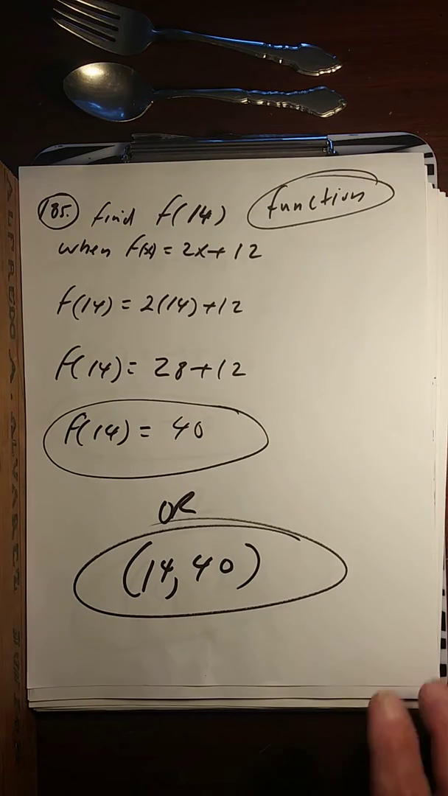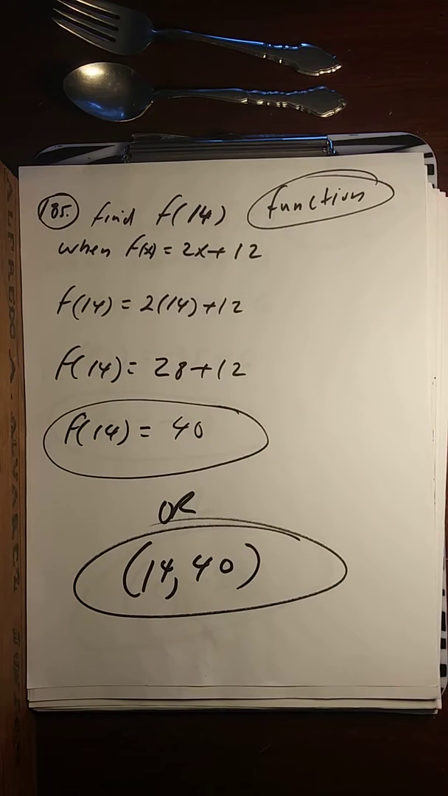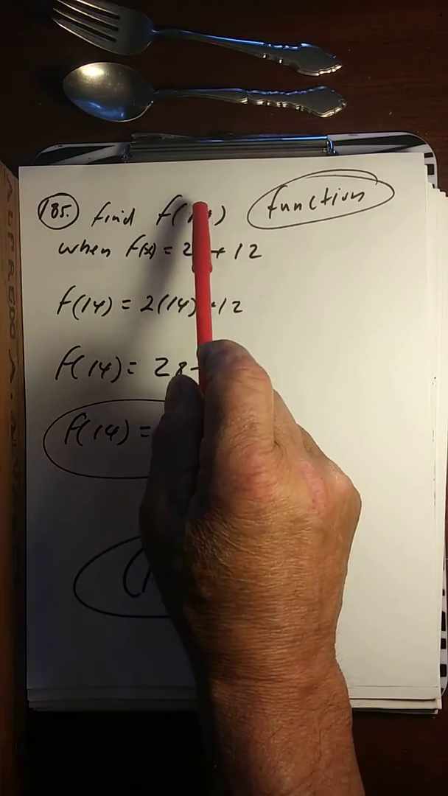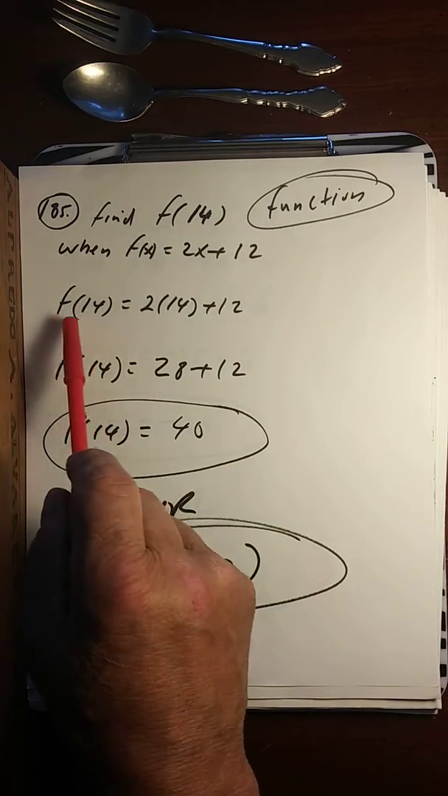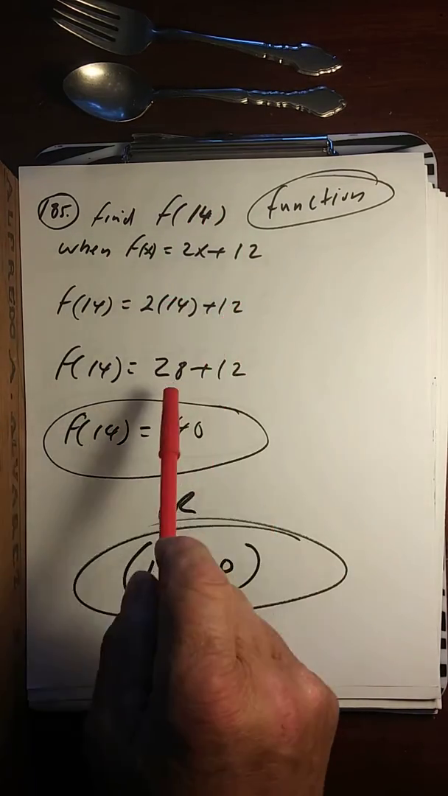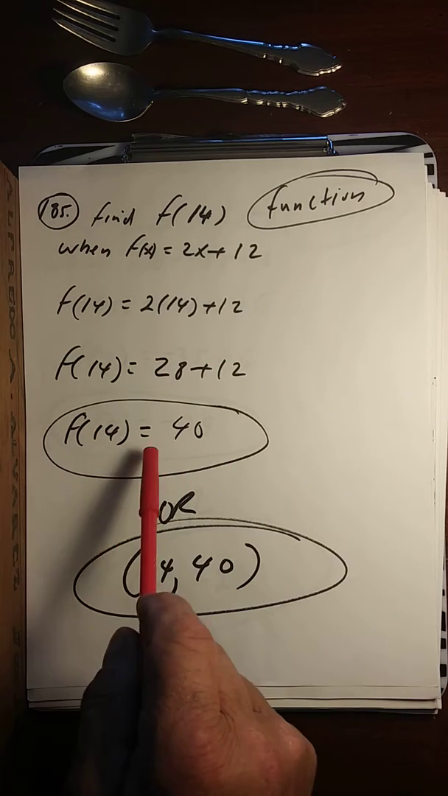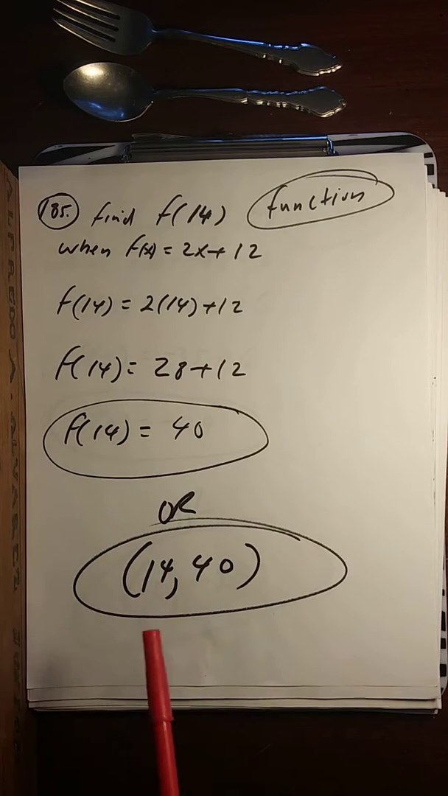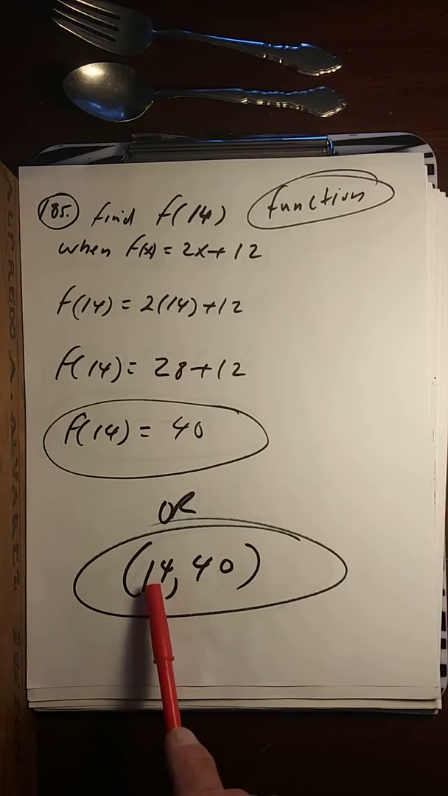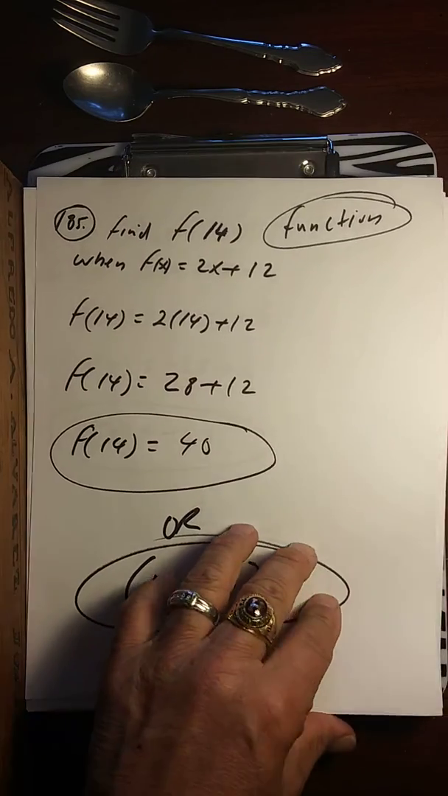Alright. Next one. We have find f of 14. We have a function. And all you do on these is you substitute that number into the function. There's a function. So f of 14 means 2 times 14 plus 12. That's going to be 28 plus 12. So f of 14 is 40. Or if you want it as a point, 14 and 40.